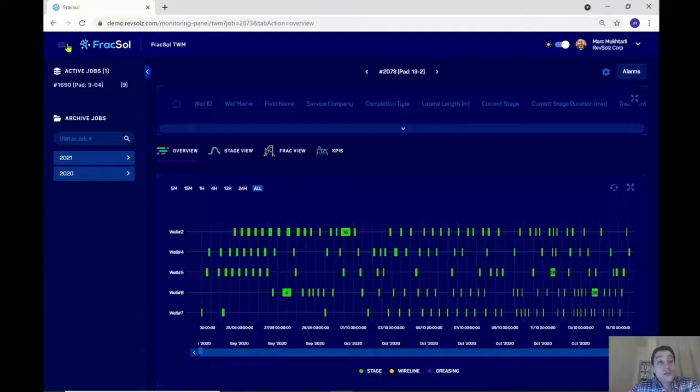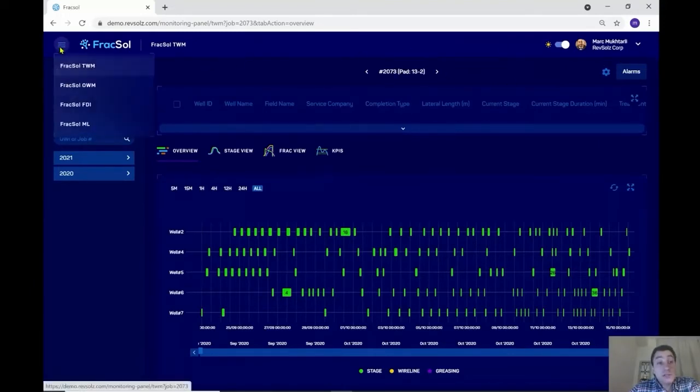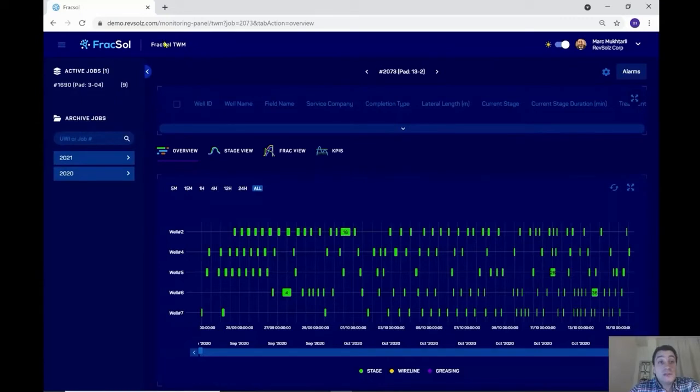in a demo section. Once you log into our system, you're going to have a profile section on the right hand side. On the left hand side, you're going to see the modules TWM, OWM, FTI, ML. Right now we are in the TWM section, which we have selected, and you're also going to see the module that you are in right on the top. On the left hand side, you are going to be able to see the active jobs and archive jobs sorted by years, and the jobs or the paths that are in your interest.